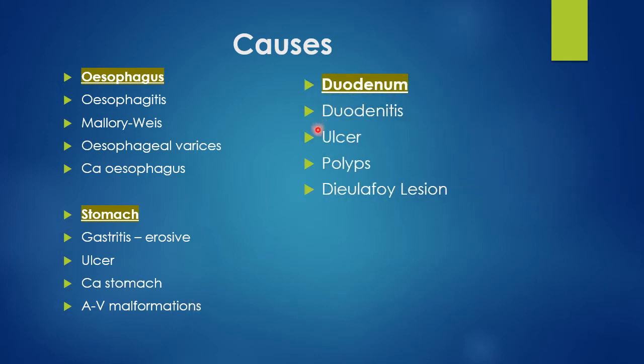From the duodenum, you have duodenitis, again, which can be drug-induced, ulcer, duodenal ulcer, polyps in the duodenum, and Dieulafoy lesion in the stomach, and at times in the duodenum as well.